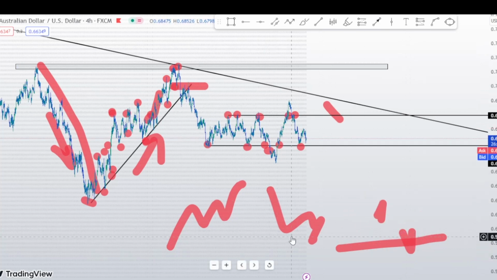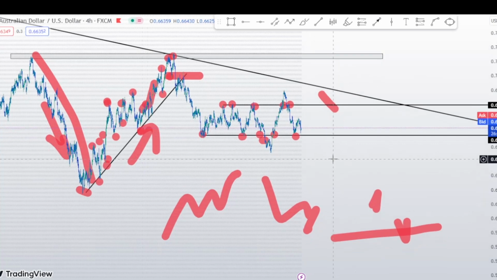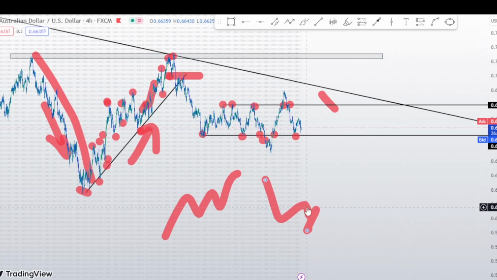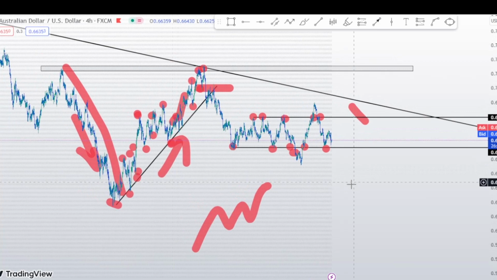Okay, so this is my resistance and this is my support here, which I'm taking into consideration. Even when the market is ranging, it may touch 2 times, 3 times, 4 times, 5 times. But you, as a trader, because we don't know where the market is going, we just have to keep on trying to take those entries.